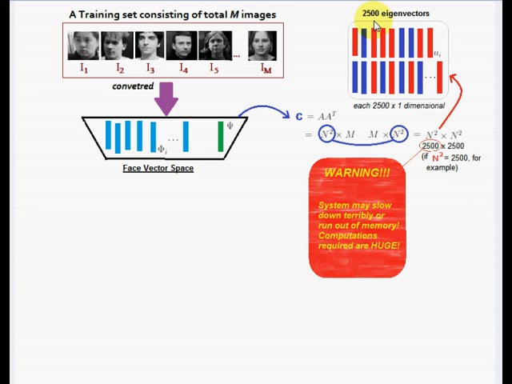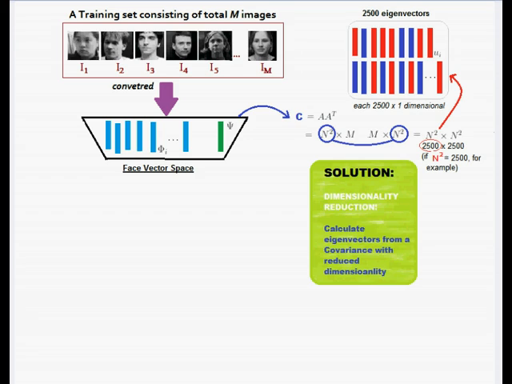But we need to find these eigenvectors in any case. Then what is the solution? How do we get around this problem? The solution would be dimensionality reduction. I'm pretty sure you've heard of it or read it whenever you were reading about PCA, that eigenfaces or eigenvectors are calculated after the dimensionality reduction of the training set. What did it ever mean? How was dimensionality reduction applied? I never really understood it at first.